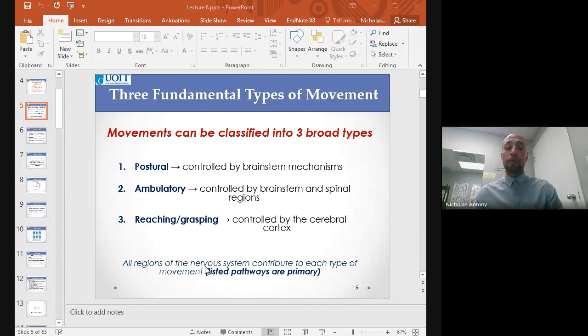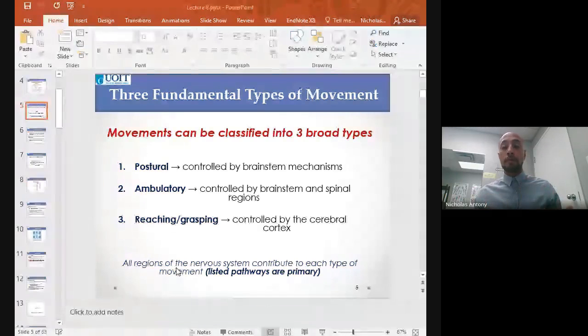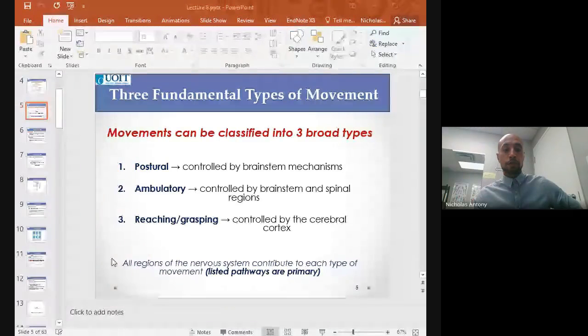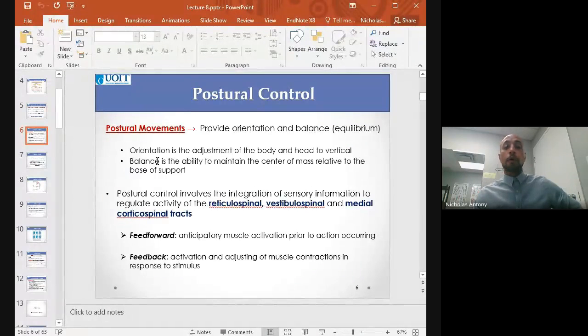So the key point would be that all of the regions of the nervous system contribute to each type of movement, but the pathways that we're describing in the next slides would be the primary. So each classification of movement utilizes different primary pathways. So let's first start talking about postural movements.